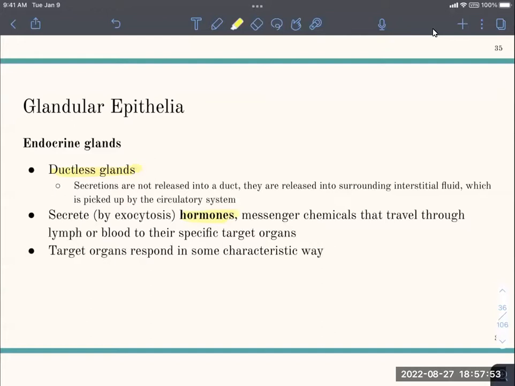So if you remember those little secretory vesicles that take stuff made inside the cell, it binds to the cell membrane and releases out whatever was inside. That's how hormones are released. Hormones are messenger chemicals that tell our body, or cells, or organs how to do something.